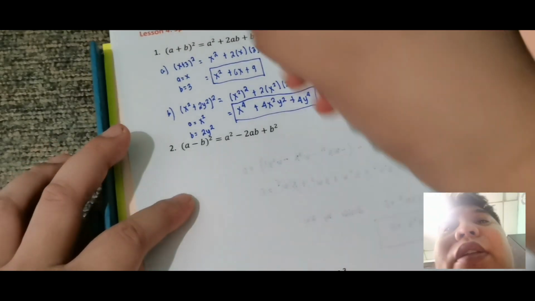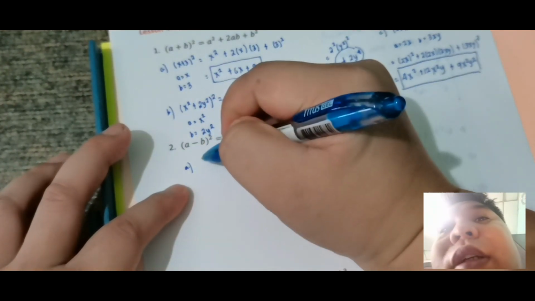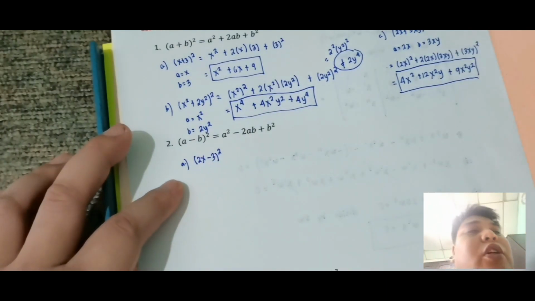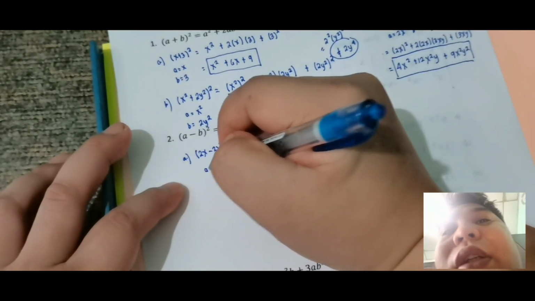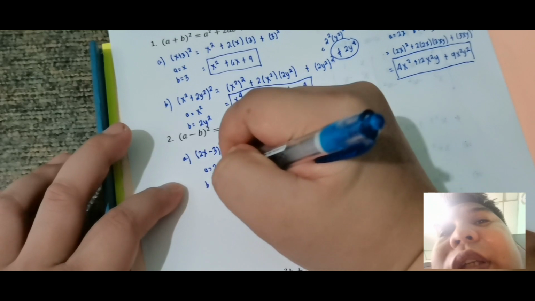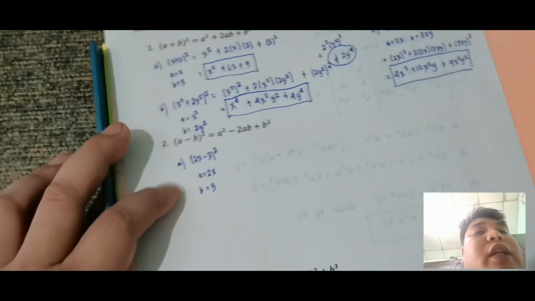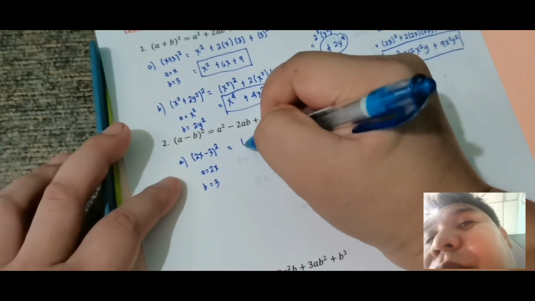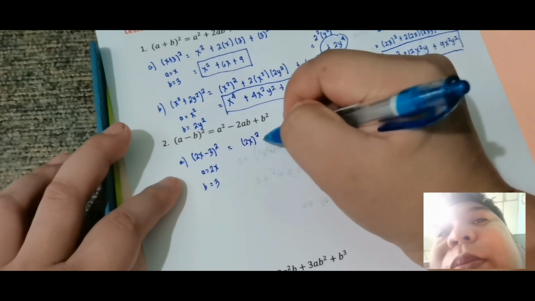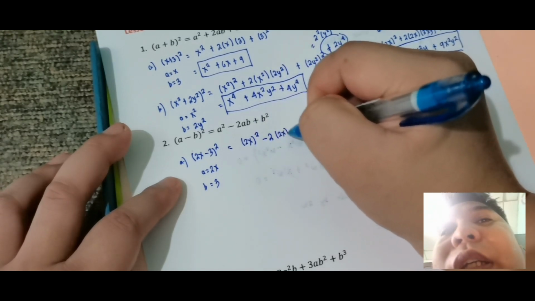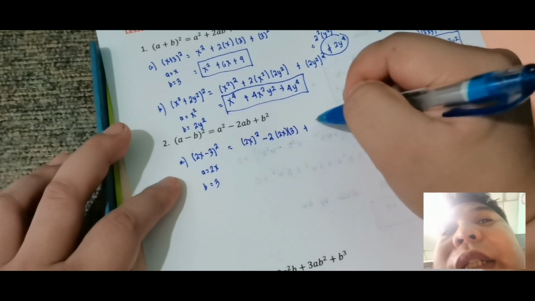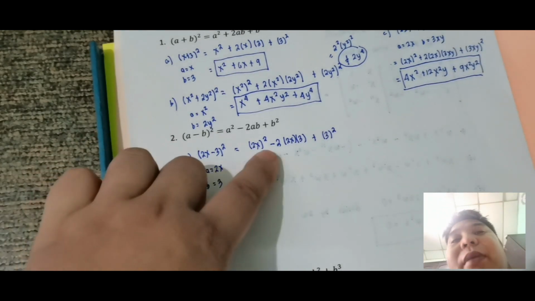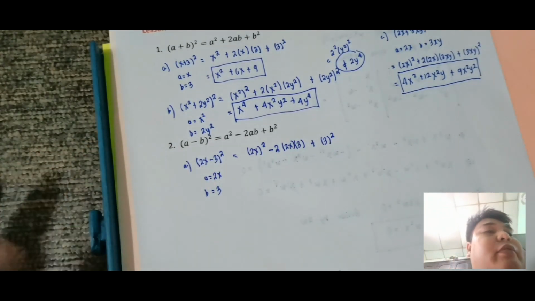So dalawang example na lalagay ko dito. So letter A, let us have 2x minus 3 raised to 2. So ganun ulit, lalagay ko yung mga A. So A ko dito is 2x, B ko dito is 3, hindi negative 3. Again, kasi parang may guide na tayo sa taas eh. So this is equal sa 2x raised to 2 minus 2 times 2x times 3 plus 3 squared. Okay, so that is a squared minus 2ab plus b squared. So nasunod ko yung formula.